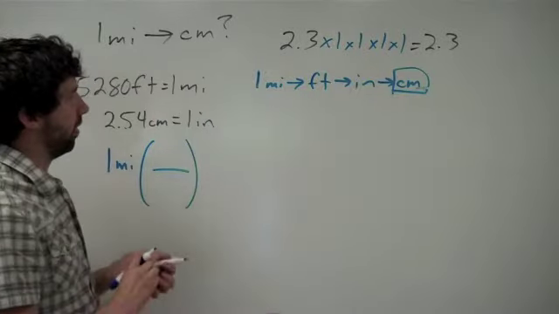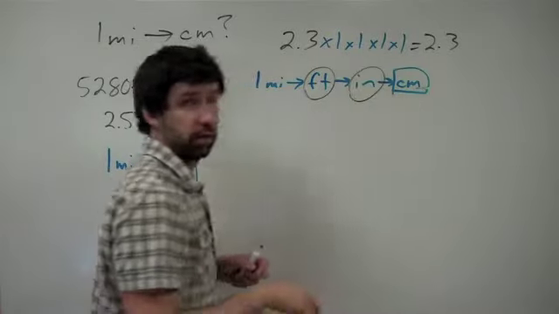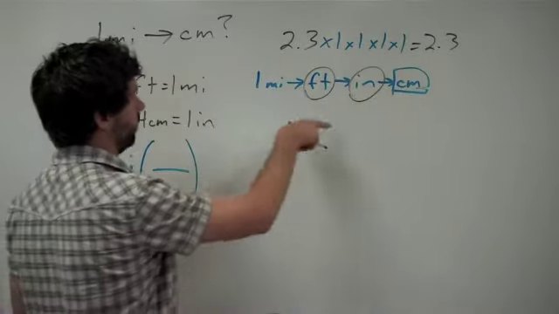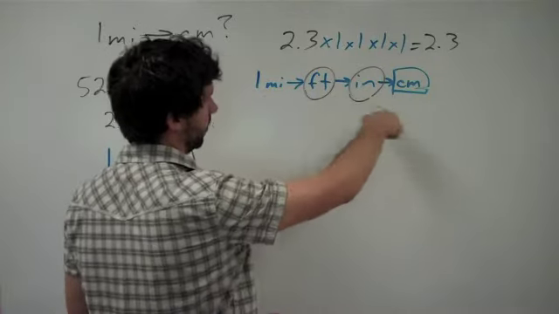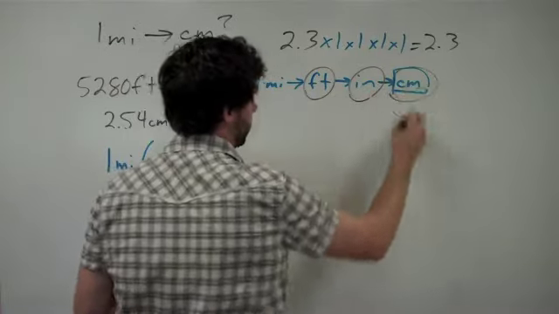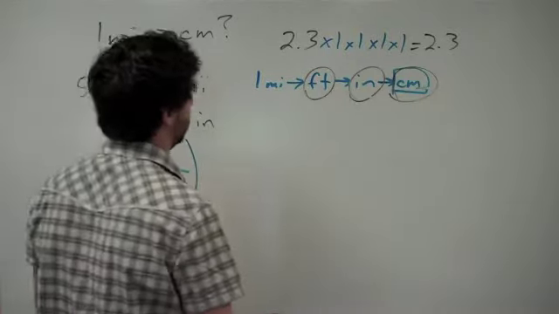So that's our path. For every one of these, we are going to need a conversion factor. We're going to need a conversion factor from miles to feet. We're going to need one from feet to inches. We're going to need one from inches to centimeters. So I should have circled that one as well. Okay? So we need a conversion factor for each of those.